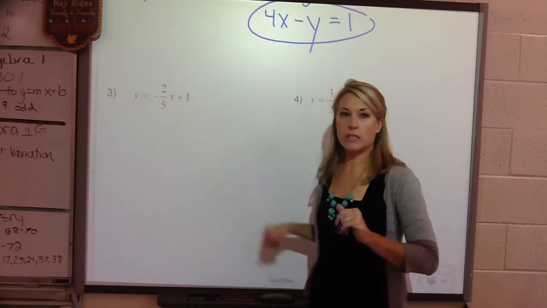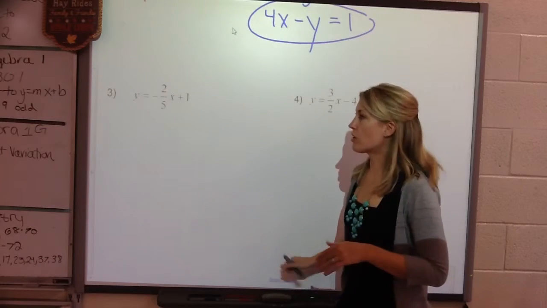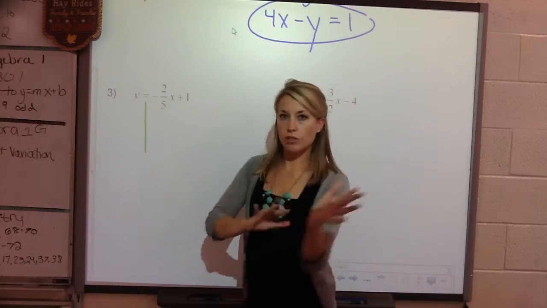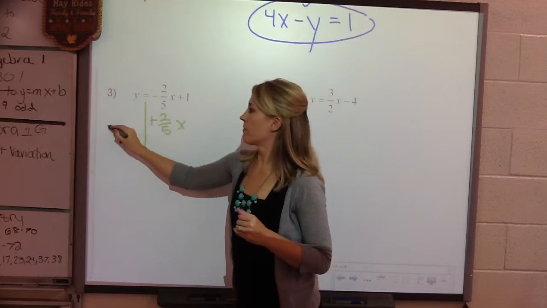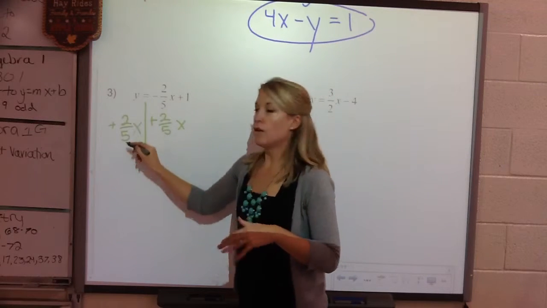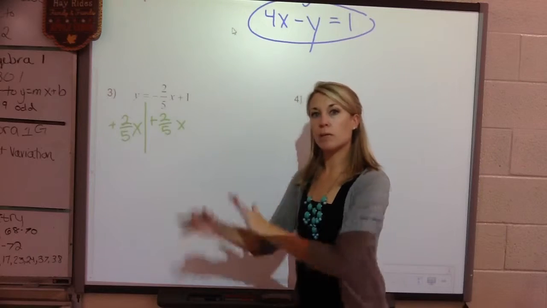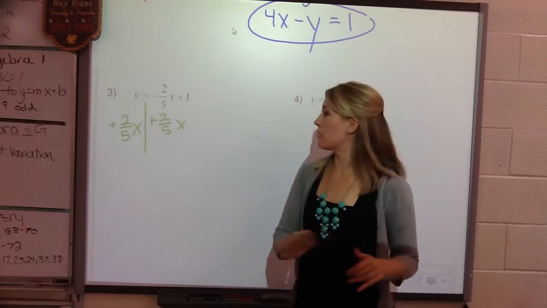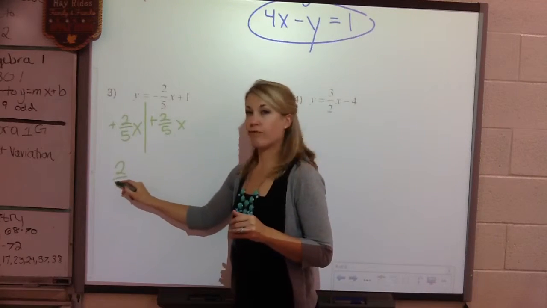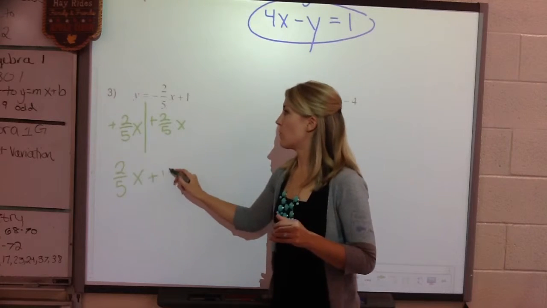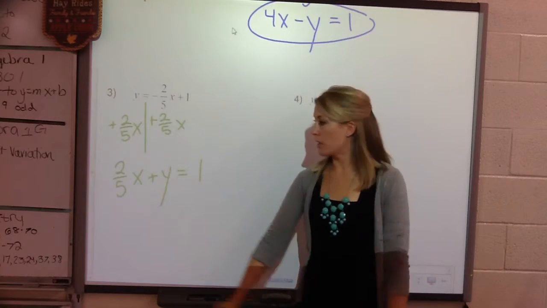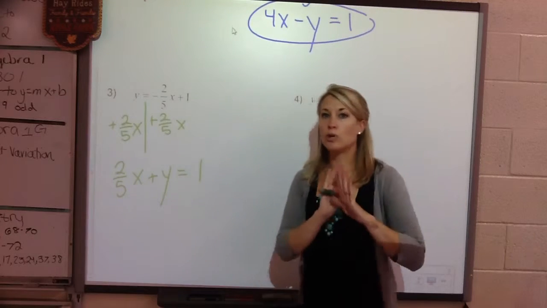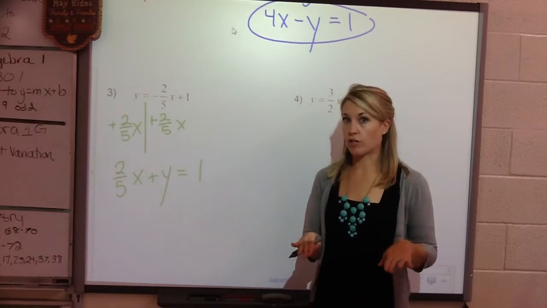So I'm going to start with this one. Again, same start step. Bring the x term to the other side. I'm going to do that by addition. Make sure you write the x term first because it's ax plus by equals c. So I get 2 fifths x plus y equals positive 1. Now the problem here is the fraction. You will never see standard form with a fraction.